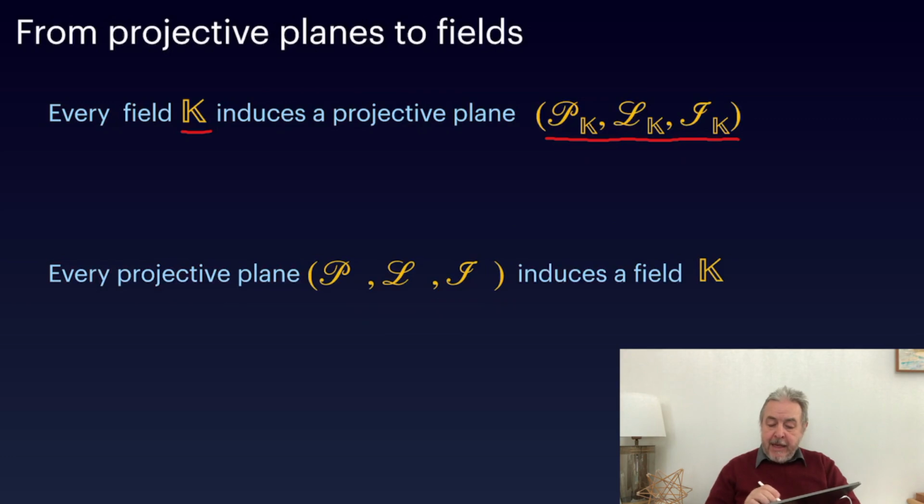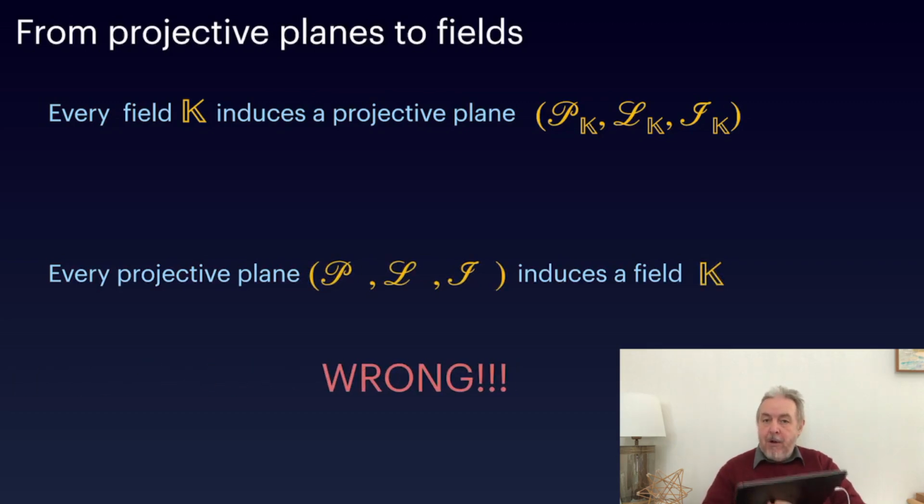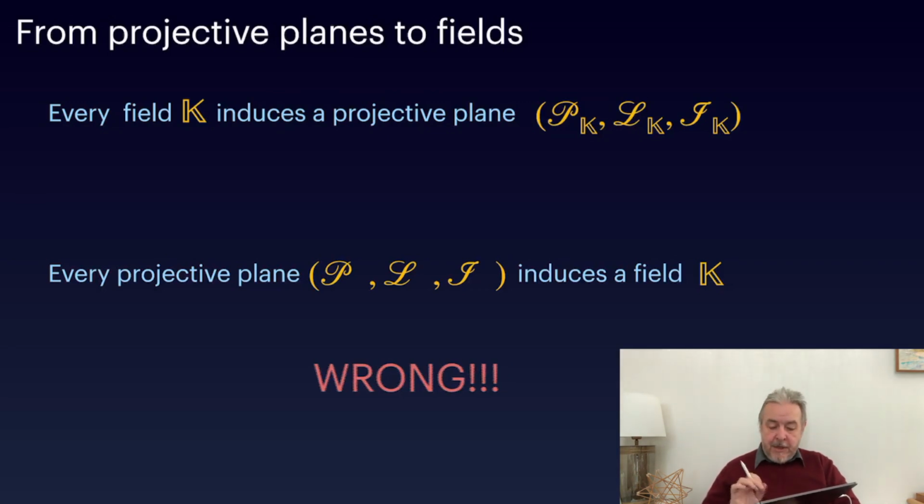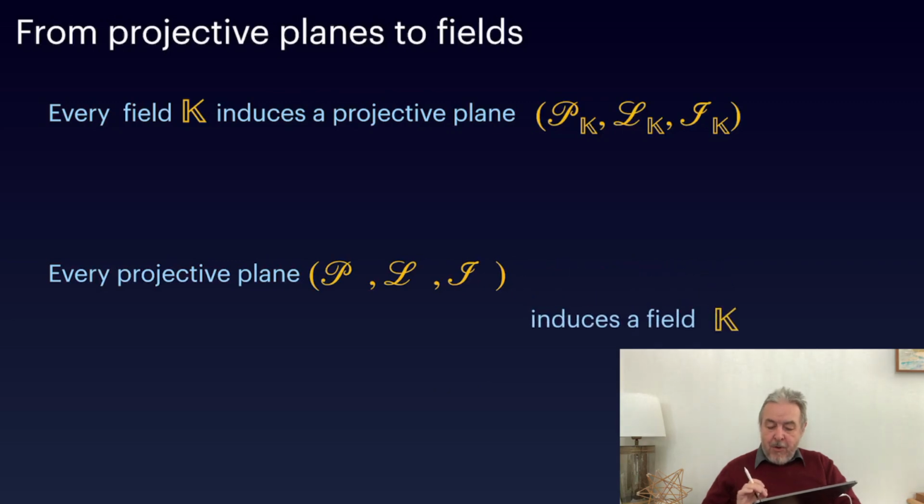Every projective plane induces a field K. Unfortunately, I cannot prove this statement in this lecture, and there's a main reason for me not being able to prove it here, because it is simply wrong. So the statement as I've written it here is not true. There are counterexamples, but there is something to that statement that makes it not being far away from truth, because you just have to add one more ingredient to make it a true statement. So let me add this one more ingredient.